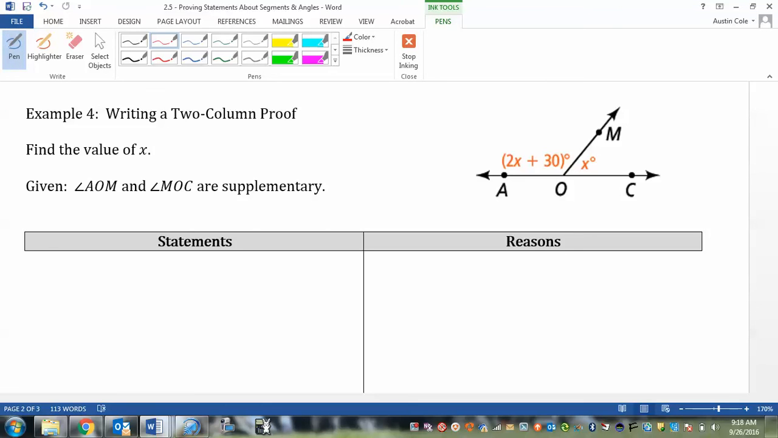Okay. Now, our goal is to find x. So basically, you could say, prove what x is. We're given that angle AOM and angle MOC are supplementary. Let's write those down. Angle AOM and angle MOC are supplementary.